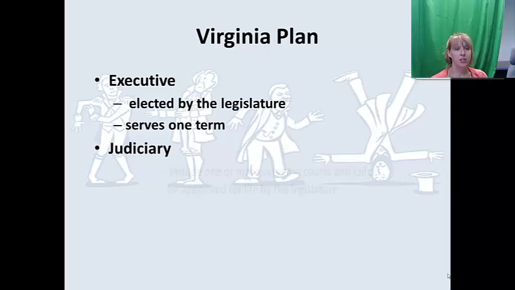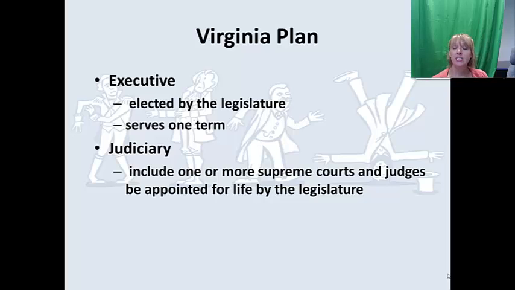The Virginia plan also has a judiciary because the idea of having separate branches and checks and balances was pretty agreed upon. The finer minutia of how those checks and balances should work, less so. But the idea that there should be three separate branches was pretty well agreed upon. Now, the judiciary under the Virginia plan would include at least one, but possibly more Supreme Courts, and judges would be appointed for life by the legislature. Who appoints judges now under our current system?